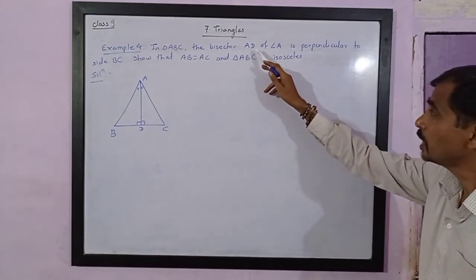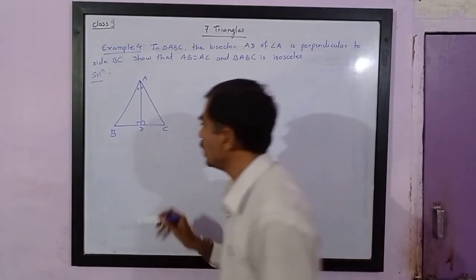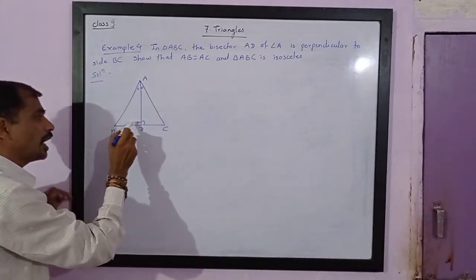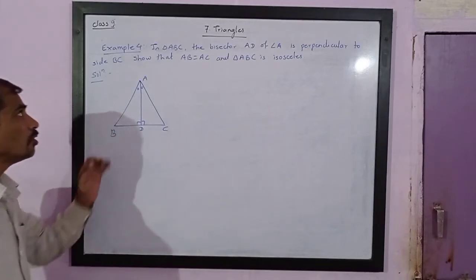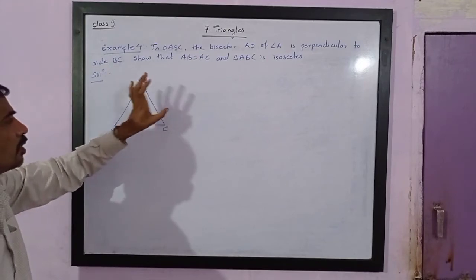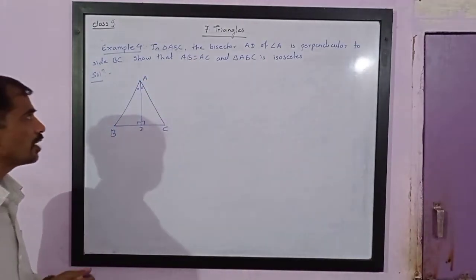And the bisector AD of angle A is perpendicular to side BC, that is, it makes a right angle with the side BC. We have to show that AB is equal to AC, and triangle ABC is an isosceles triangle. So let us start with the given things.